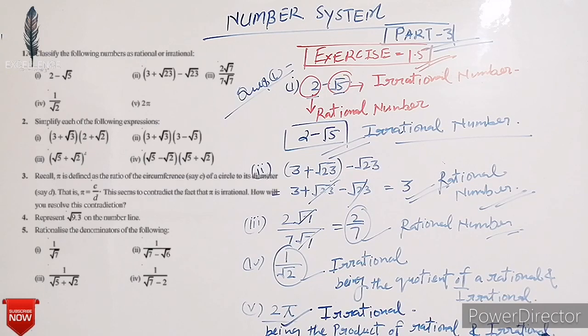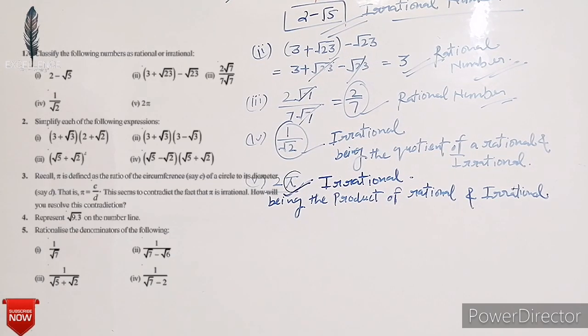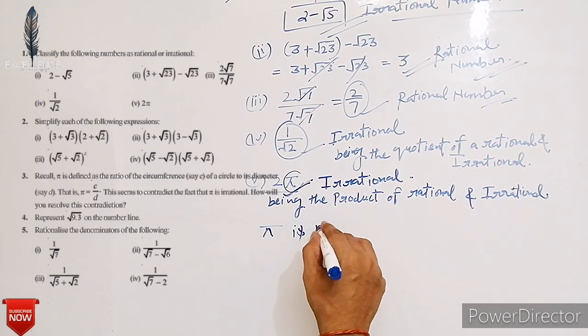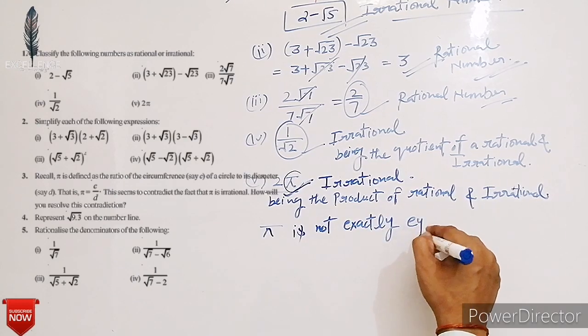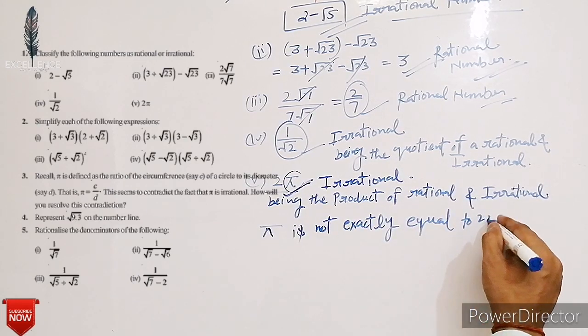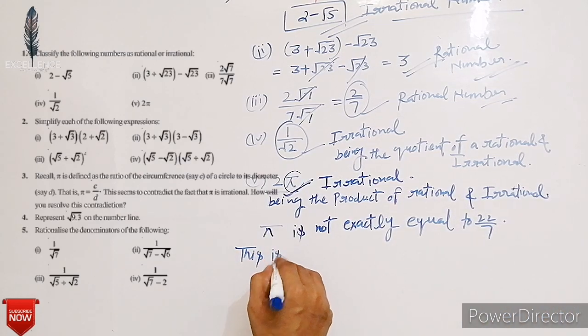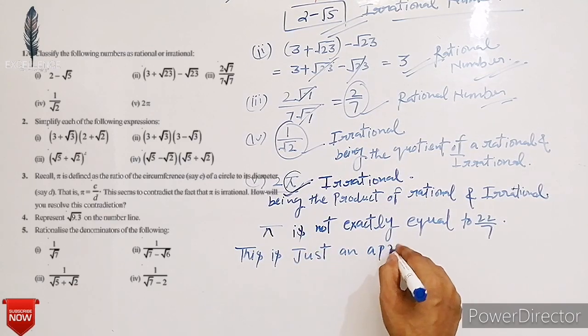Here some students have a little bit of confusion about pi, whether pi is irrational or not. So first of all, clear this confusion. Okay, you know that the value of pi is 22 upon 7. But pi is not exactly equal to 22 upon 7. This is just an approximation.